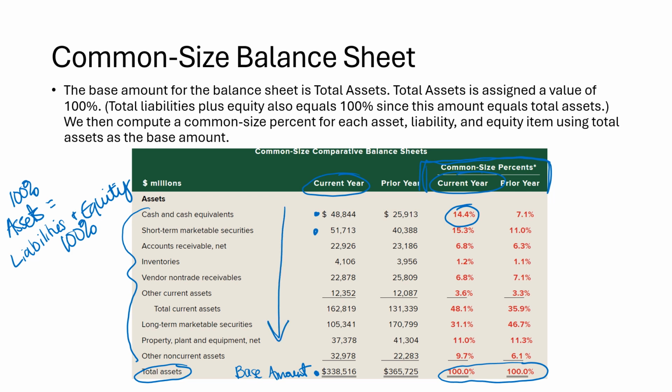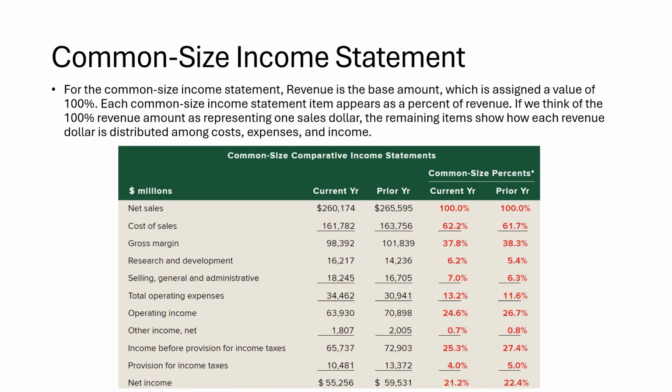Then if you wanted to keep going down the line, because remember this is vertical analysis, we could look at the short-term marketable securities amount of 51,713. Again, divide that by our base amount, which is 338,516, and that gives us approximately 15.3%.